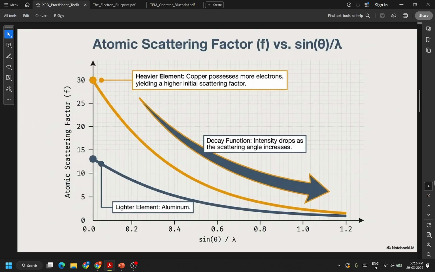So the atomic scattering factor decreases exponentially as a function of sine theta by lambda, and heavier elements have more electrons, so they have higher initial scattering factor, but their decay is also faster. So as the scattering angle, which is sine theta by lambda, increases, your scattering factor intensity decreases, which is why at higher angles you get lower intensity.